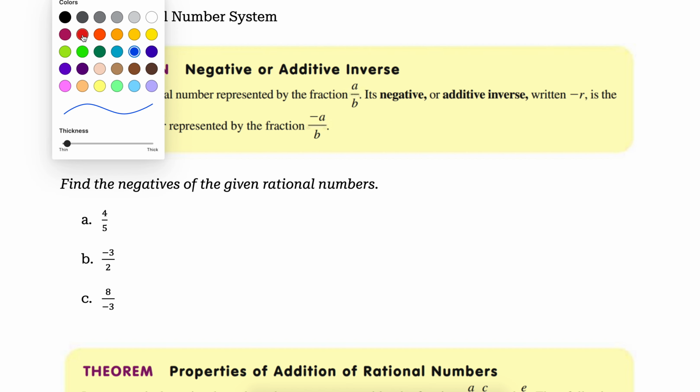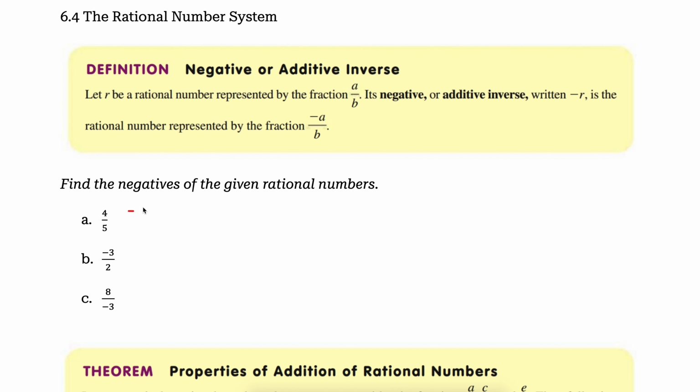Oops, let's try turning my pen on. We could do negative 4/5 with that negative in the numerator. You could do negative 4/5 with a negative in the denominator, or you could put the negative in front of the whole thing. It all means the same thing. All three of those are representing negative 4/5.